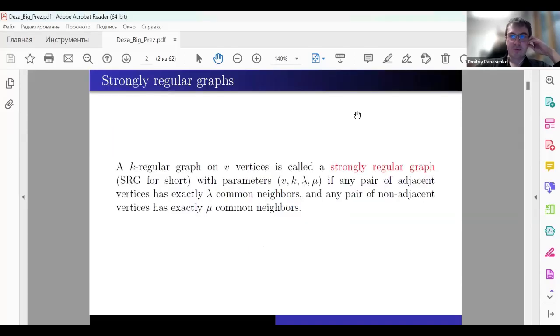I will start with the definition of strongly regular graphs and just remind you. A k-regular graph on v vertices is called strongly regular, or SRG for short, with parameters v, k, lambda, mu if any pair of adjacent vertices has exactly lambda common neighbors and any pair of non-adjacent vertices has exactly mu common neighbors.